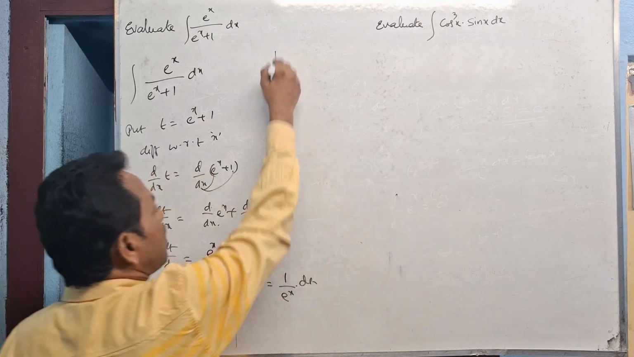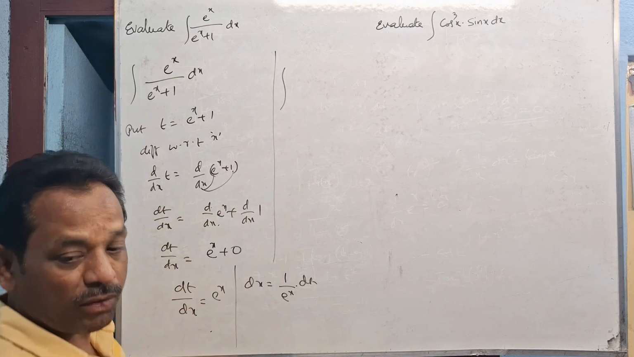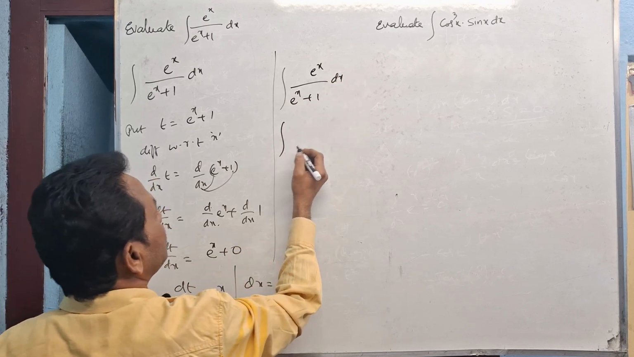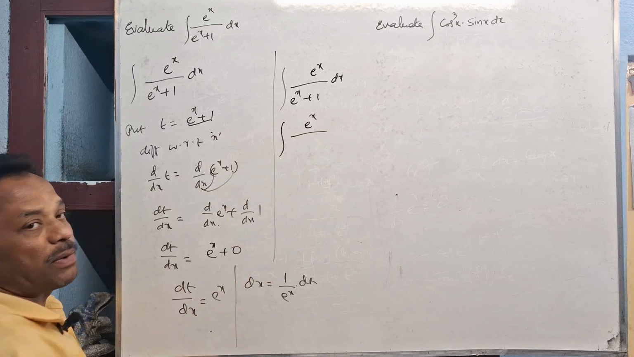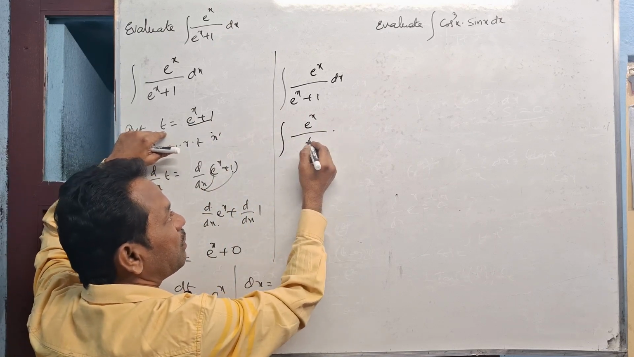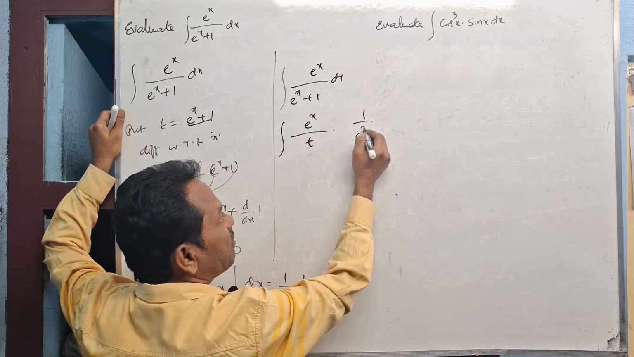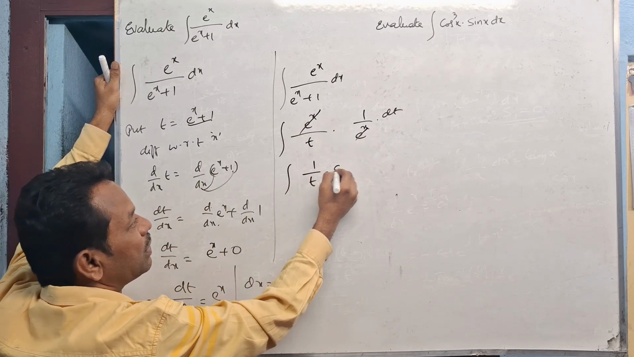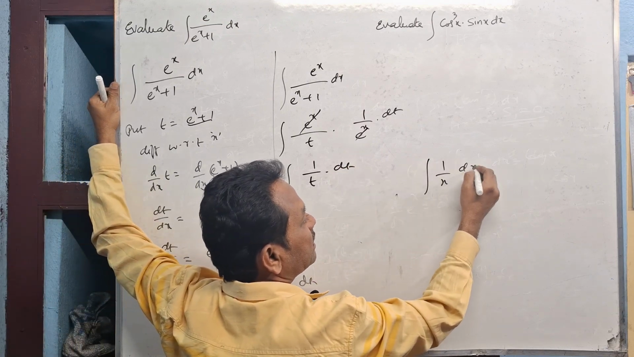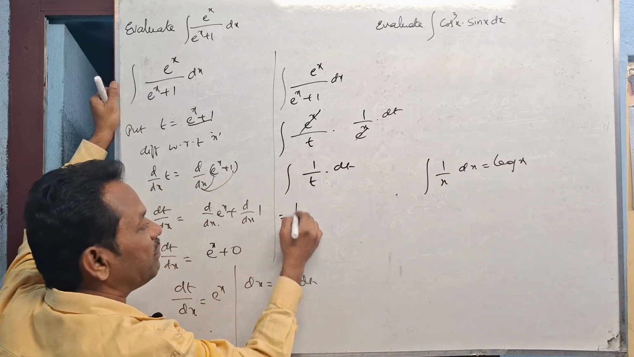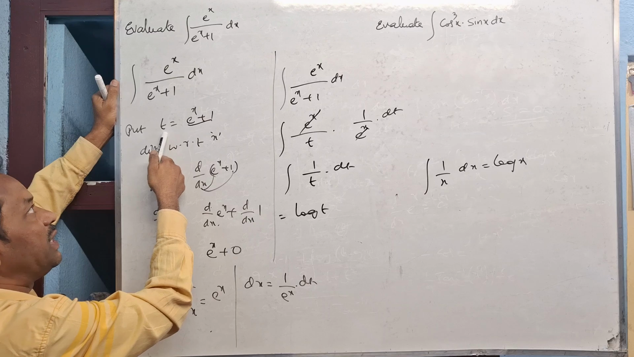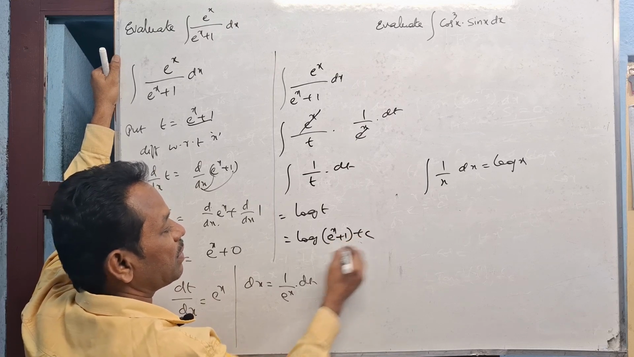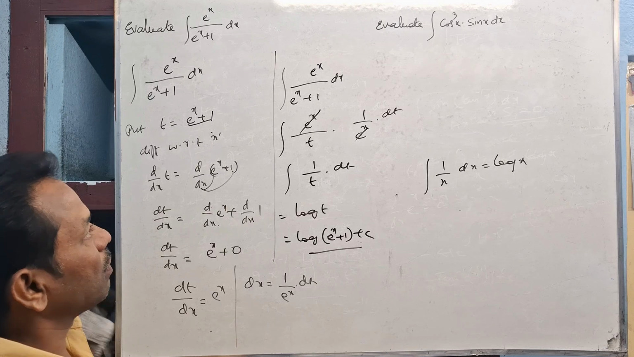Okay, now let us go for our question. Our question is integration of e power of x by e power of x plus 1 dx. The value of e power of x plus 1 is t, so let me take t here, and dx is nothing but 1 by e power of x into dt. Now we can cancel these two. So we have 1 by t into dt. Integration of 1 by x dx is nothing but log x, so here we'll get log t. We know the value of t is e power of x plus 1. So that gives log of e power of x plus 1 plus c. So that is our answer. Okay, now let us go for the second question.